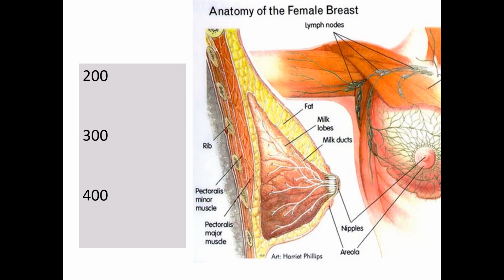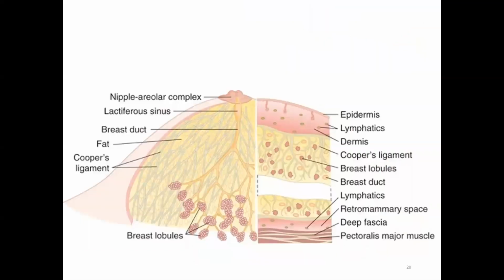Code 400 would be extensive skin involvement and focuses on the skin overlying the breast. So this would be outward growth towards the skin. And just another picture here, a good anatomy reference, looking at the skin, the fascia, the pectoral muscle here down at the bottom, just gives you another visual of the layers of the breast.